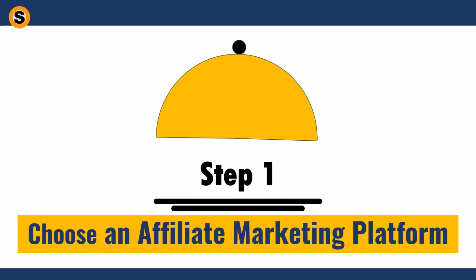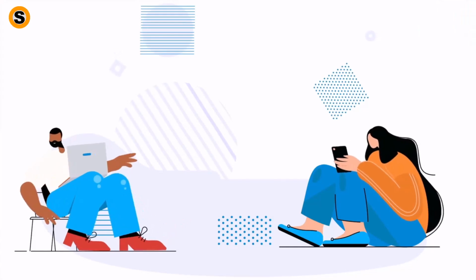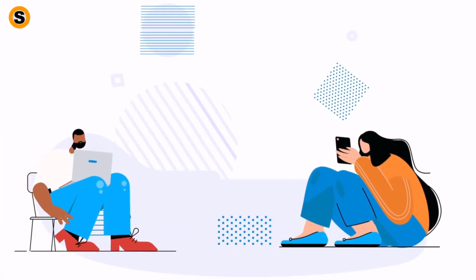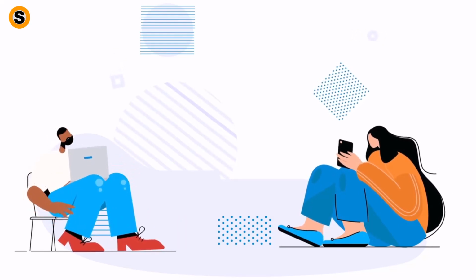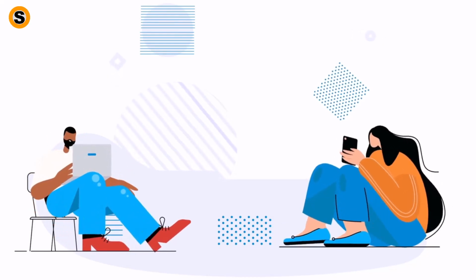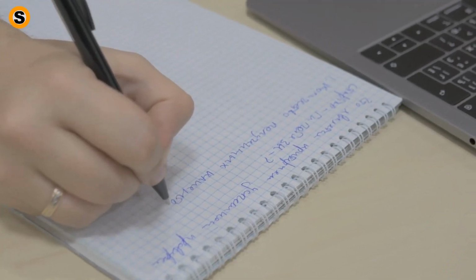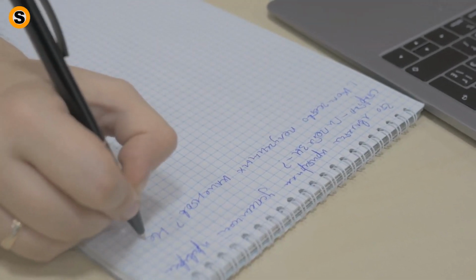Step 1. Choose an affiliate marketing platform. The first step is to choose an affiliate marketing platform that meets your needs. There are many different platforms to choose from, such as ShareASale, CJ Affiliate, and Rakuten Marketing. Consider factors like fees, features, and ease of use when selecting a platform. Choosing the right affiliate marketing platform is crucial to the success of your program. There are many different platforms available, each with its own strengths and weaknesses.